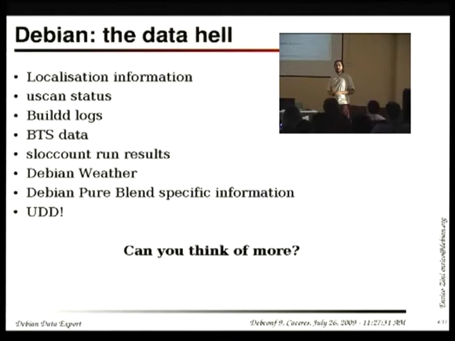I guess you know the Debian weather reports. They tell you how installable unstable is today, so you know if you can upgrade or if you are going to end up in a dependency mess. Debian Pure Blends specification information, specific to Debian Pure Blends: what flavor of Debian this package is used in. UDD, which has many of those, but is yet another data source accessible in a different way.